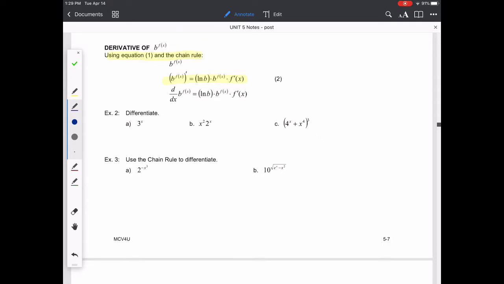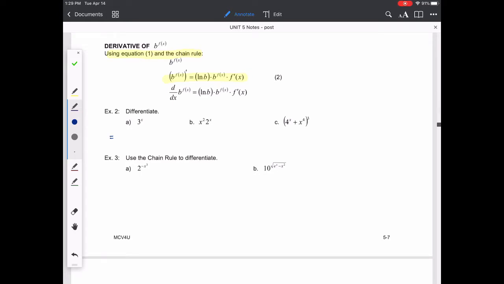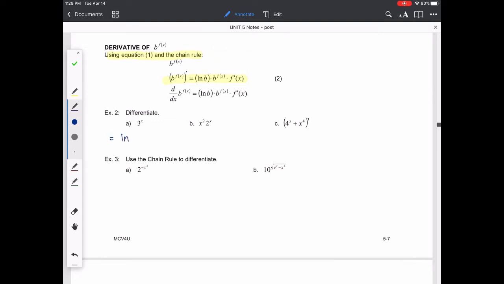Let's do an example. This is different than what we're used to, for example, number 2a, because our base in this case is a number. If it's a number to some kind of exponent, we treat it differently than if it's a variable to some kind of exponent. So for the first one, according to our formula, the derivative of 3 to the exponent x is going to be the ln of the base times the actual function itself. We can write that whichever way you want. It doesn't make a difference in this case.